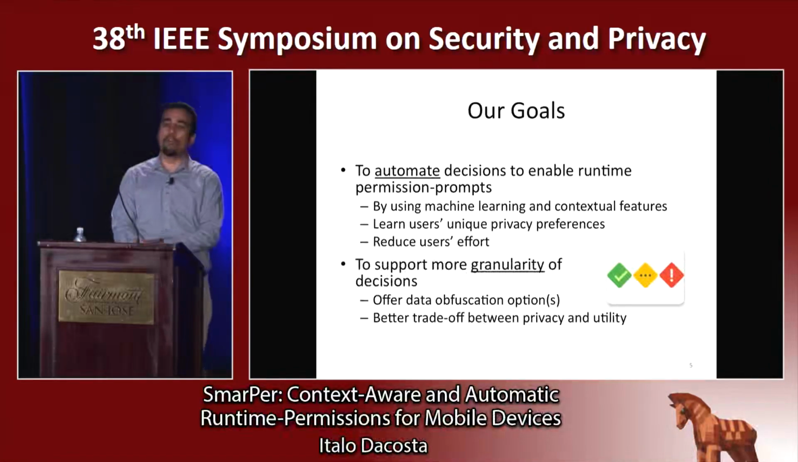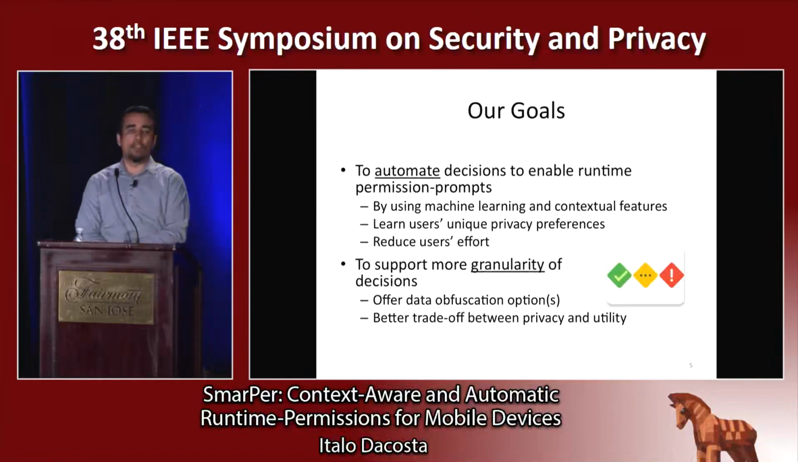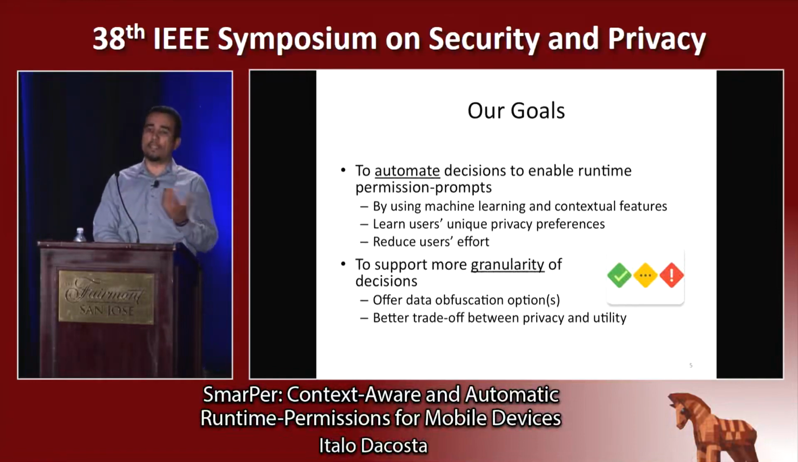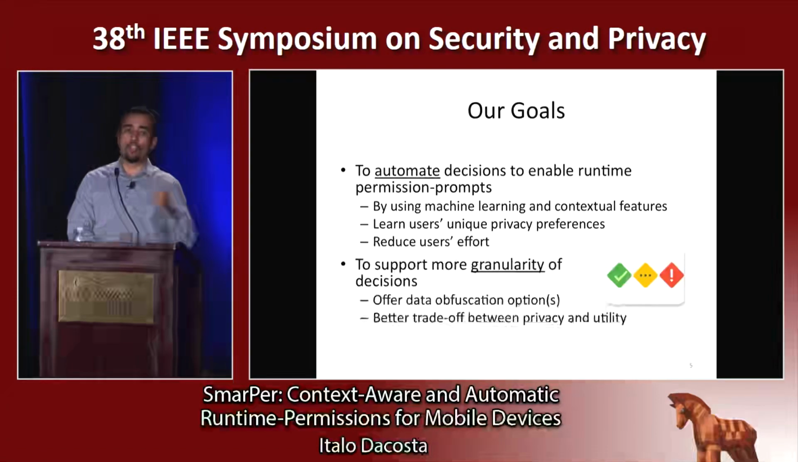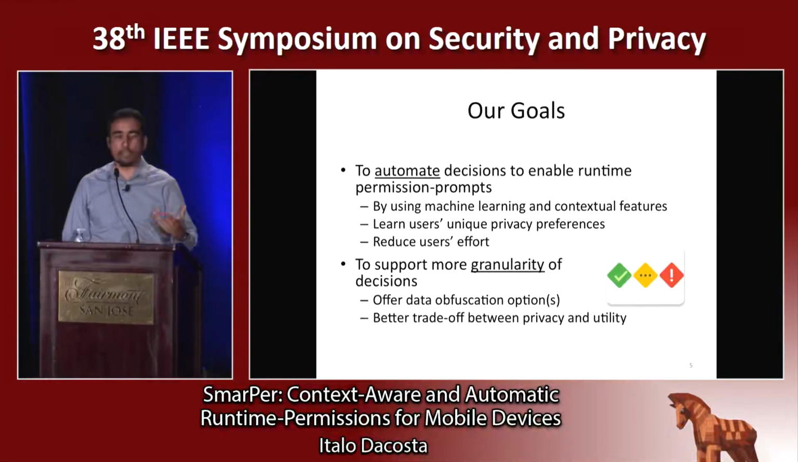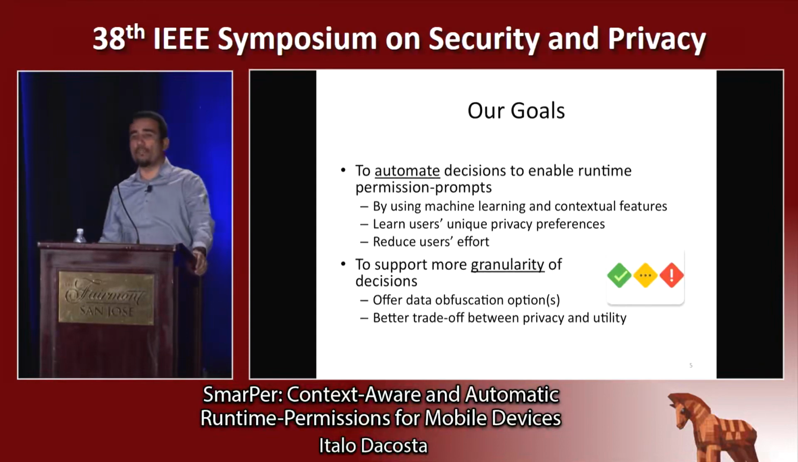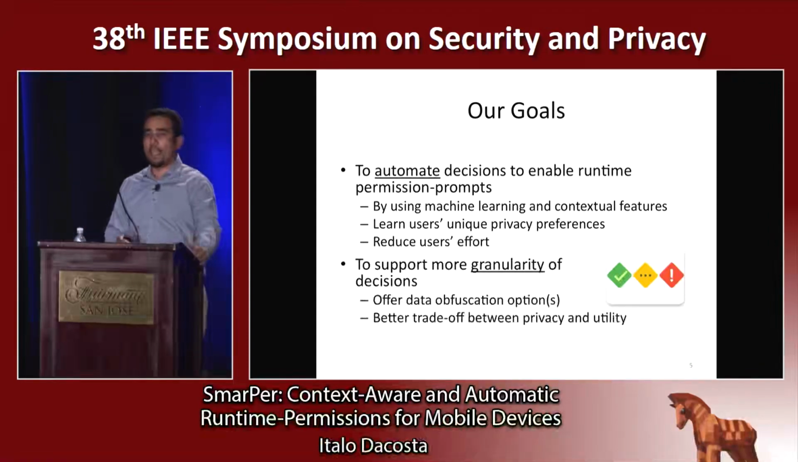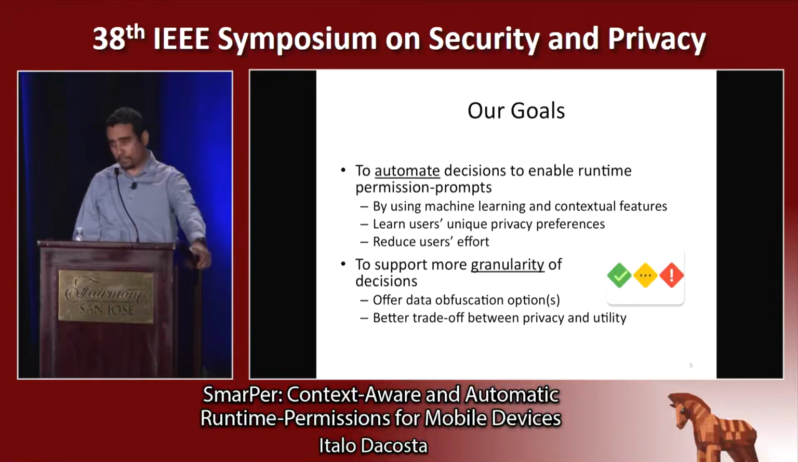So the goal of our work is first to determine if we can automate permission decisions so we can prompt users at runtime without overwhelming them. And for this, we can use machine learning techniques and contextual features to see if we can really learn the unique privacy preferences of each user.